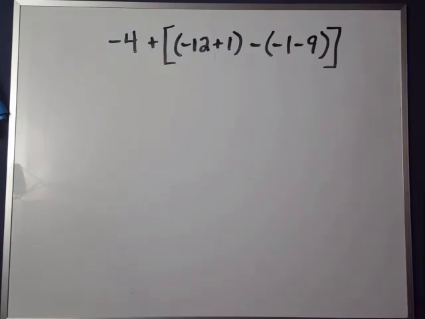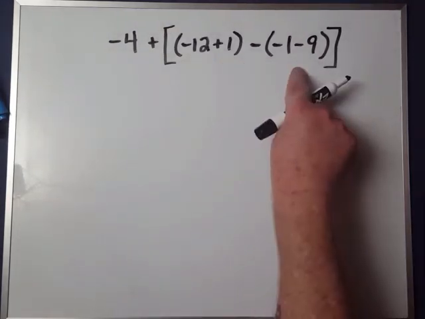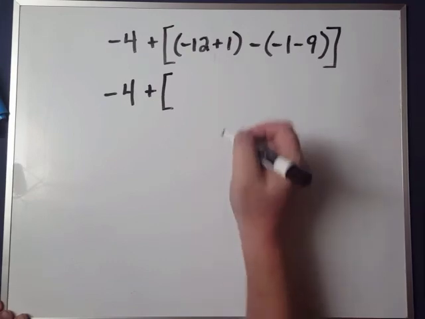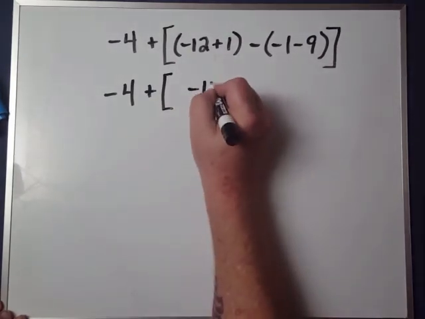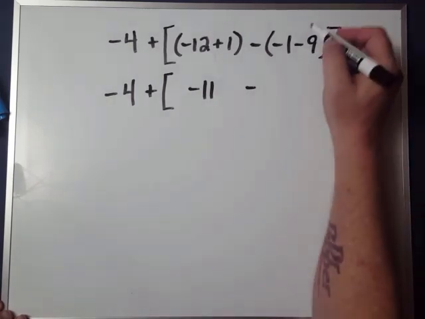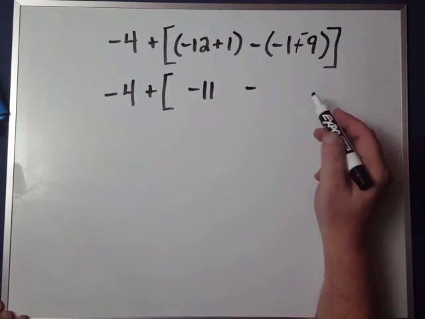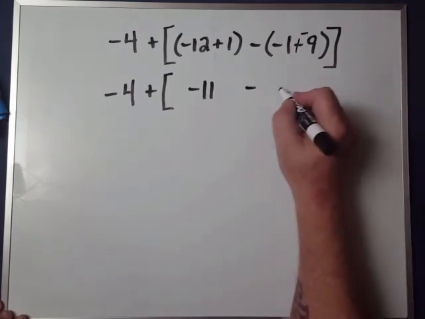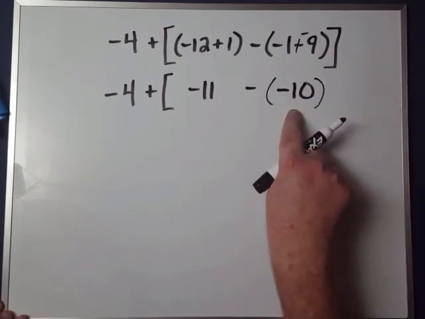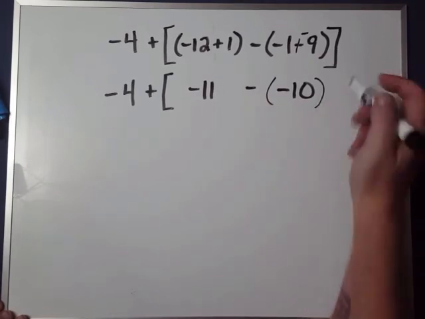In this problem, we have lots of grouping symbols. We have 3 different sets of grouping symbols. We'll start within the innermost set of grouping symbols first, which in this case is both of these sets of parentheses. In the first set of parentheses, -12 plus 1, -11. Minus -1 minus 9. You want to make 2 marks here, plus a negative. -1 plus -9, -10. Strictly speaking, parentheses here, no longer grouping, but simply keeping those 2 minus signs apart.